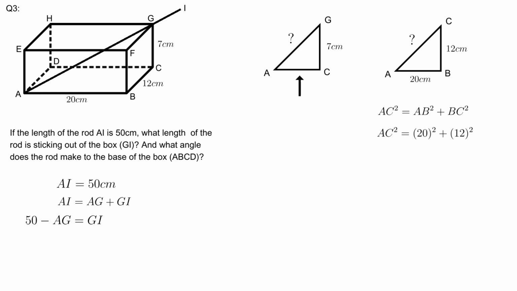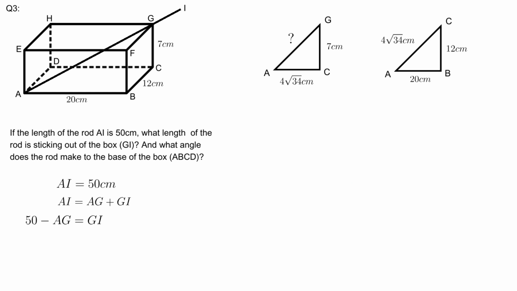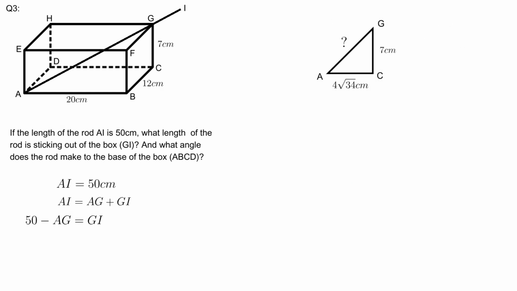To isolate the AC on the left-hand side, we need to take the square root of both sides to cancel out AC's exponent. Plugging the square root of 400 plus 144 into your calculator, and it should give you 4 square root 34, which rounds off to 23.32 centimeters. We're going to use the 4 square root 34 in the following calculations to make our answer more precise. Now that we have AC, we can go back to the final triangle.